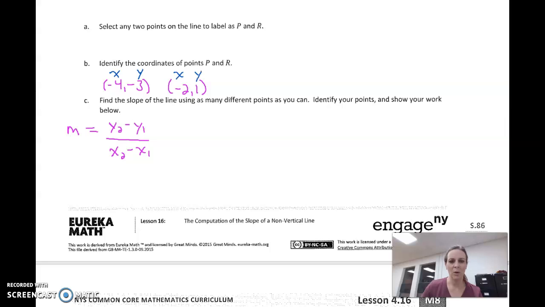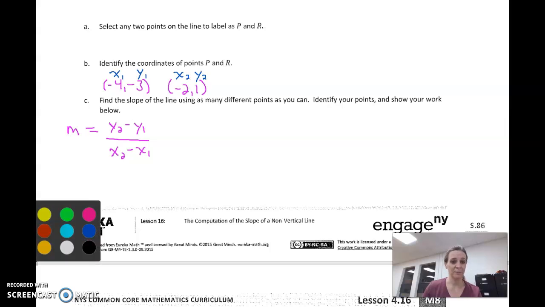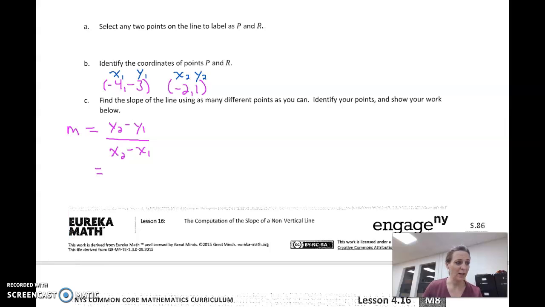X coordinate, y coordinate. So I'm going to make my -4, -3 my first point to start, and this my second. And then I'm just going to plug things in. My y sub 2 is 1 minus my y sub 1, which is -3. Now, we're going to be careful there: minus a -3. Over my x sub 2, which is -2, minus my x sub 1, which is -4.